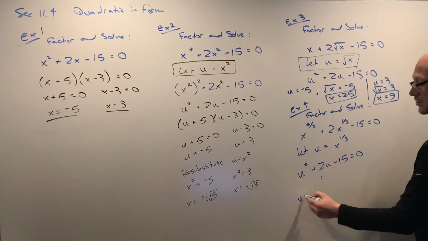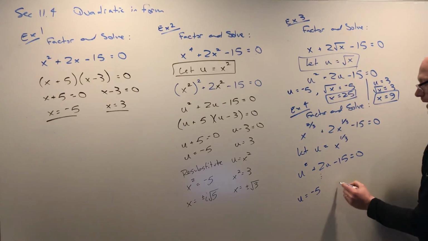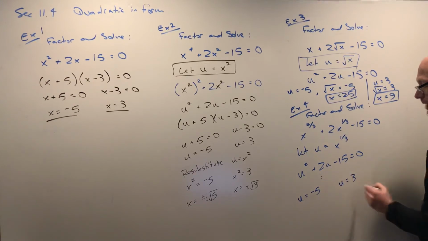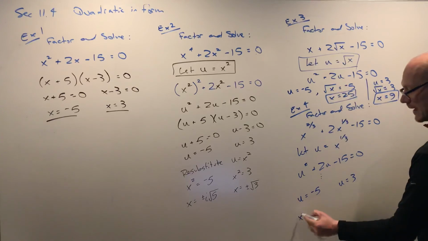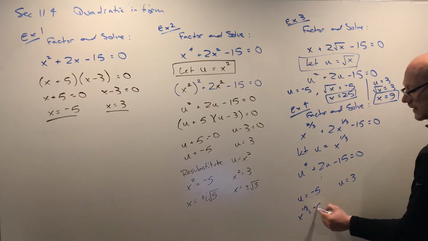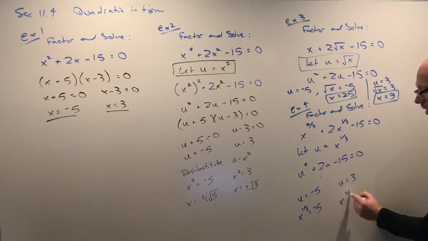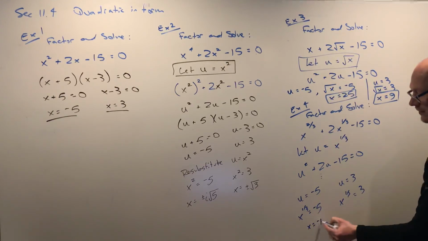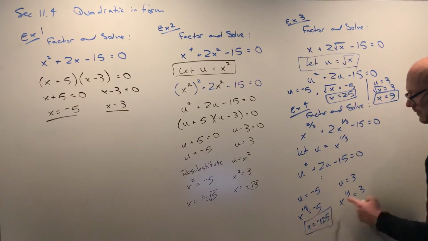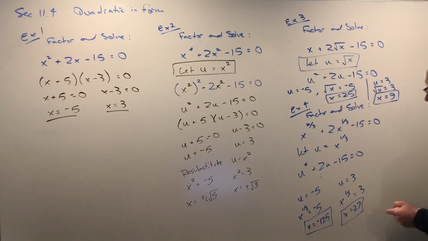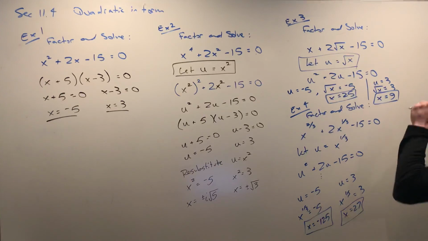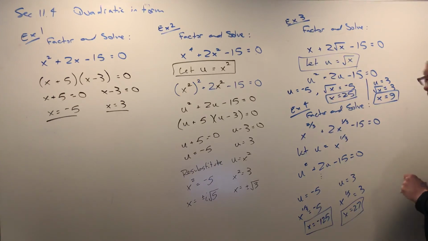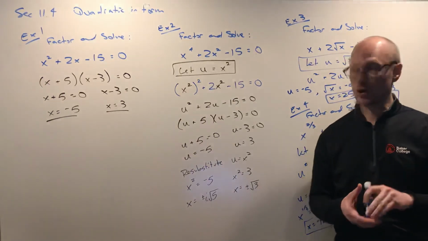Solve, you get u equals negative 5 and u equals 3. Resubstitute back in, x to the 1/3 equals negative 5, x to the 1/3 equals 3. Cube both sides, x equals negative 125. Cube both sides, x equals 27. Check those two and make sure they work in the original equation, and you are good to go. So that's the idea of quadratic in form.